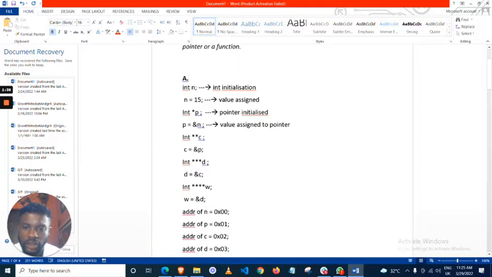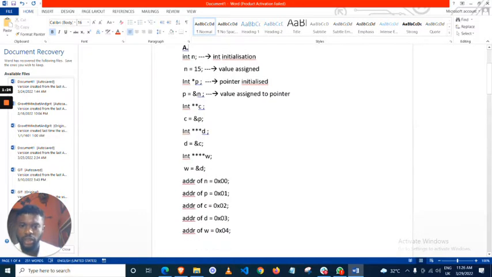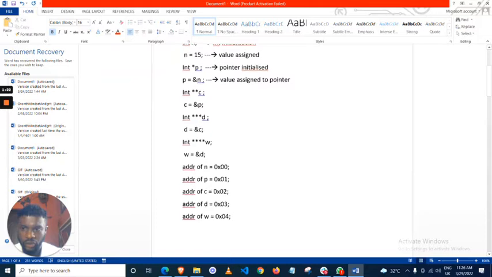And you can see the symbol of ampersand. C is equal to ampersand p. This tells us that c holds the address of p. And you can see the address of p and all of the other ones here.